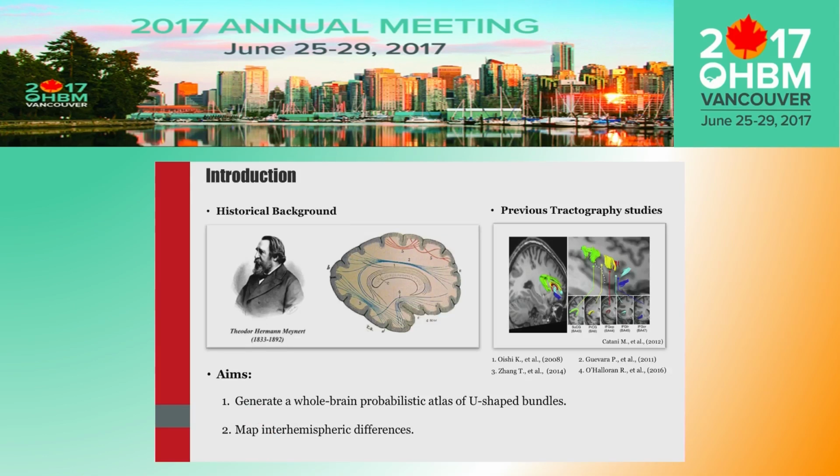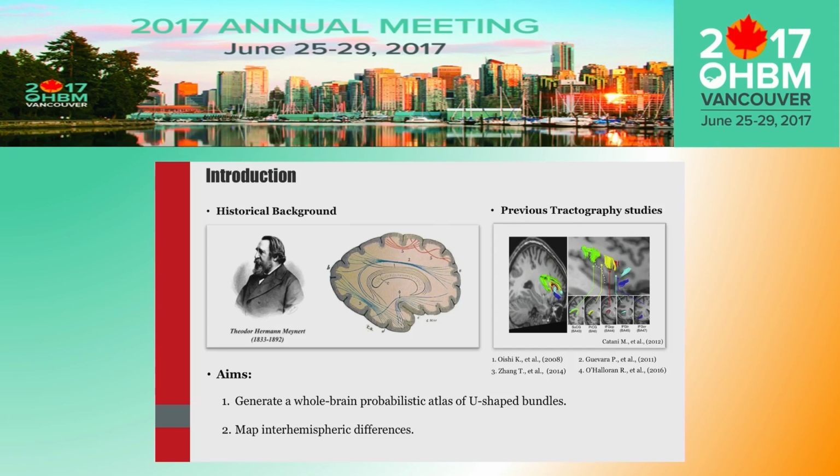As you may well know, in the human brain, the association fibers can be classified as long and short association fibers. This was first proposed by Theodor Hermann Meynert in the 19th century. He was also the first to describe that in the superficial white matter, the axons close to the cortex form U-shaped bundles that connect adjacent or neighboring gyri.